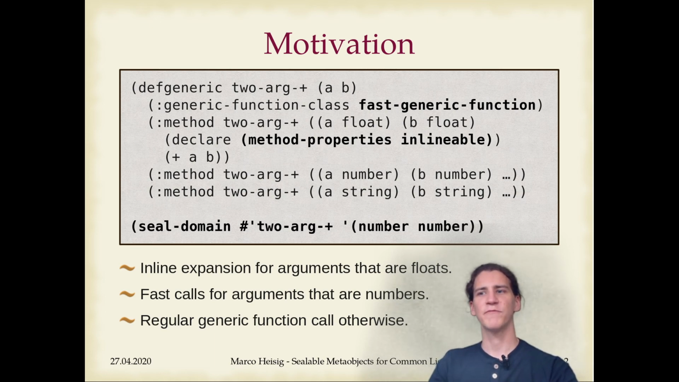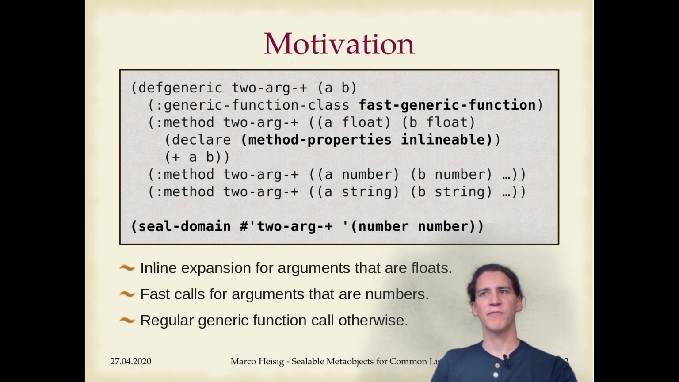As a motivation, I want to show how my libraries can be used to implement a very fast version of the two-argument plus function. To do so, we define a generic function 2arg+ just in the usual way, except that its function class is fastGeneric function. Afterwards, we can add methods in the usual way, for example for arguments of type float, number, or string.